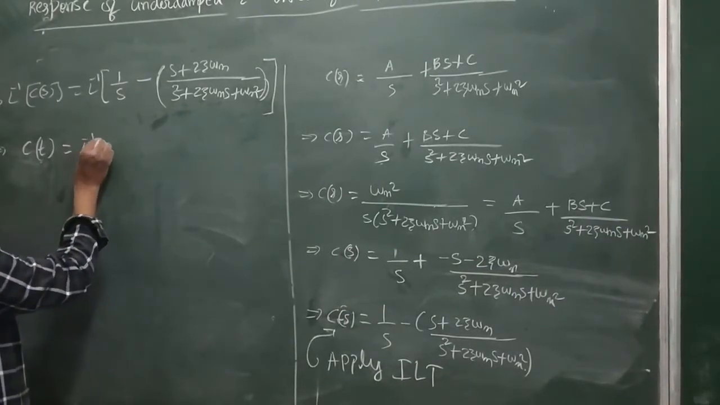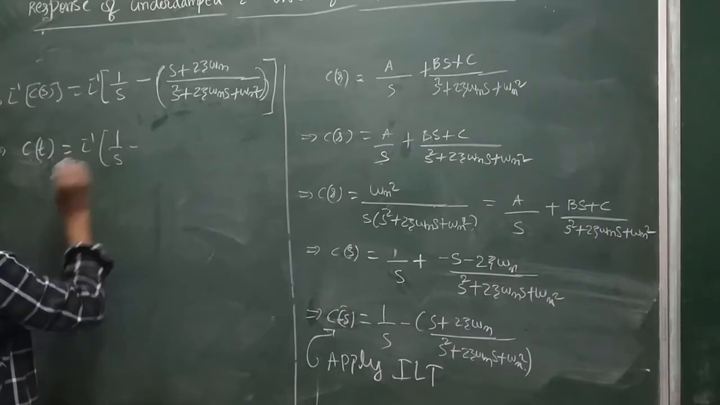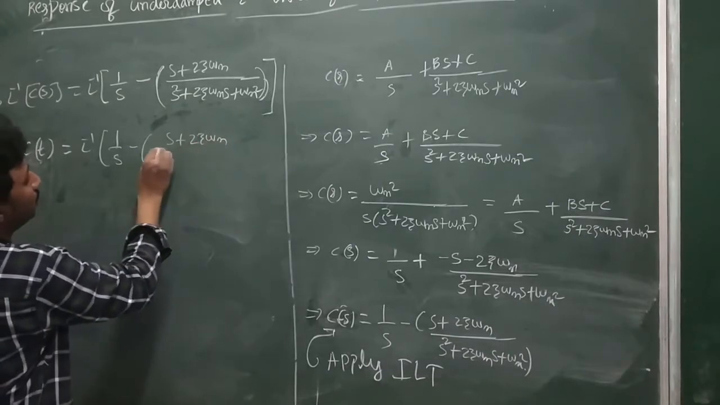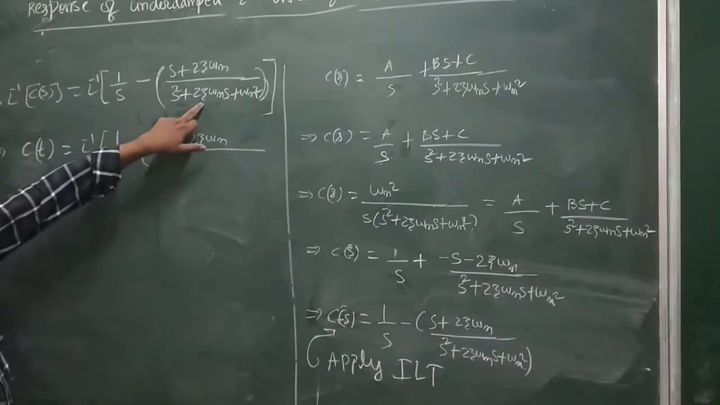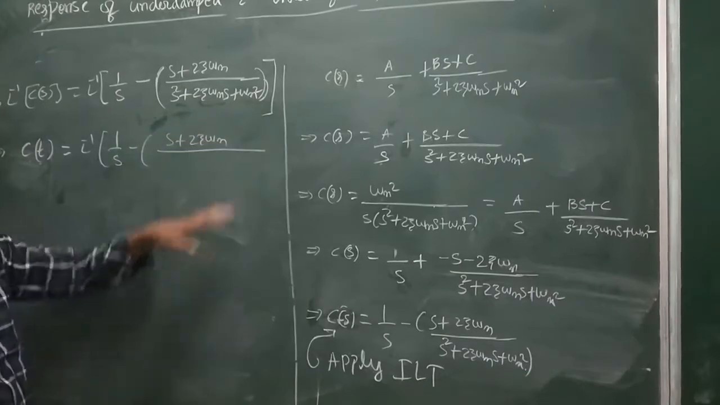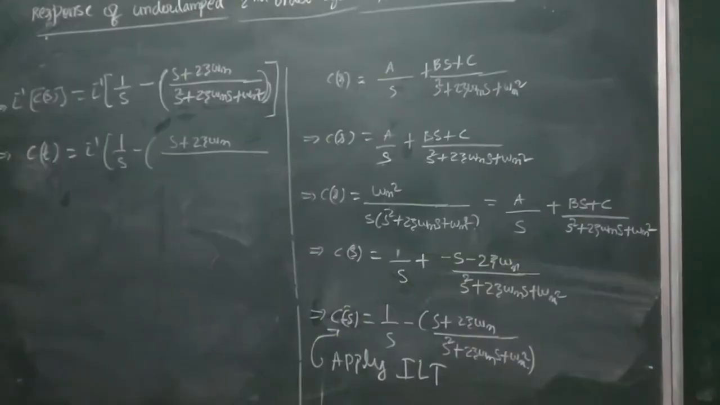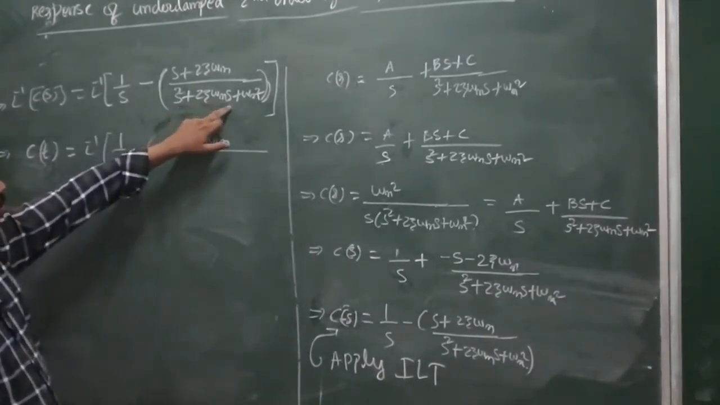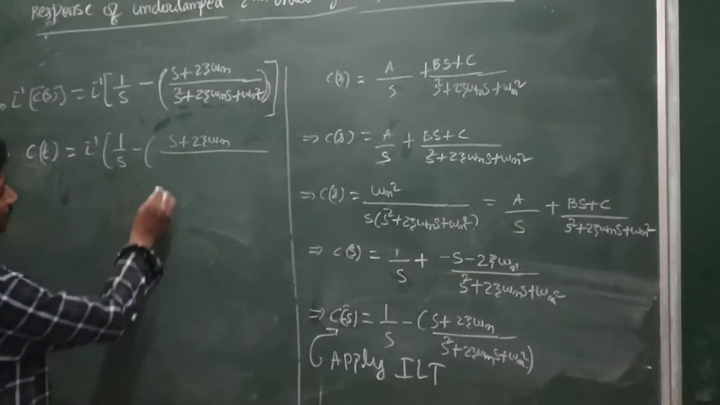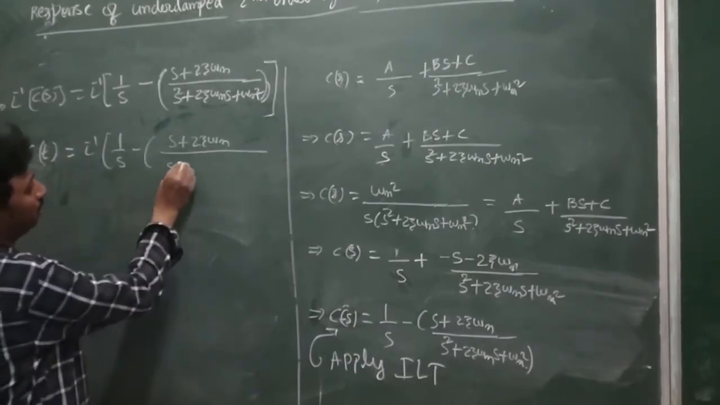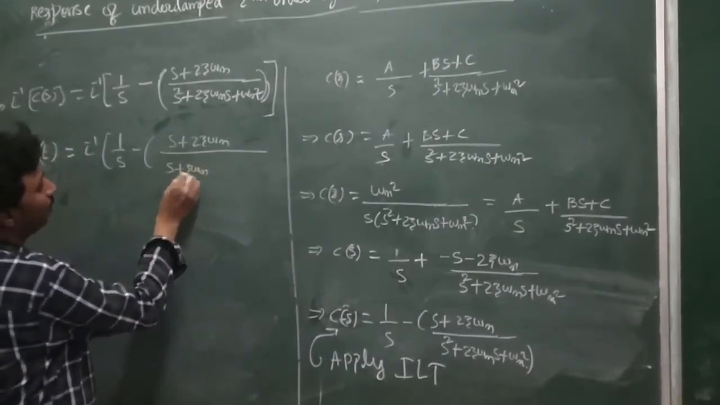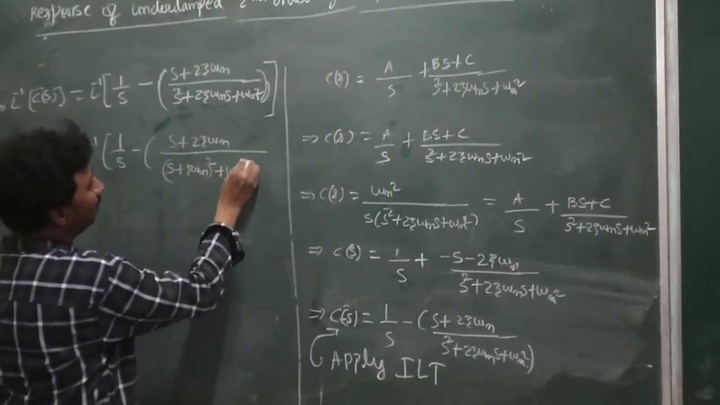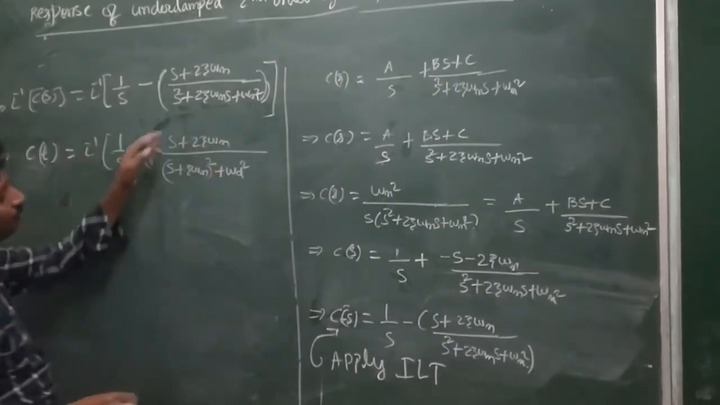So L inverse of 1 by s, okay, s plus 2 zeta omega n. So I am going to write this s square plus 2 zeta omega n s plus omega n square as s plus zeta omega n whole square plus omega d square. You can write this one, right?